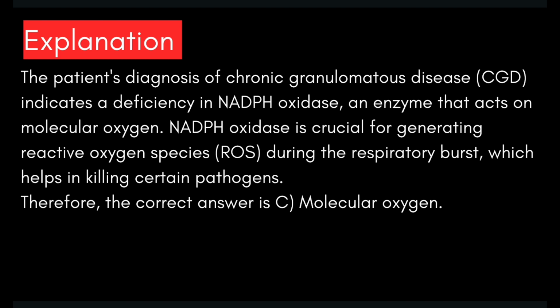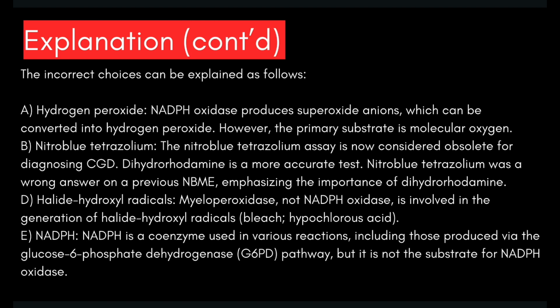The patient's diagnosis of chronic granulomatous disease, CGD, indicates a deficiency in NADPH oxidase, an enzyme that acts on molecular oxygen. NADPH oxidase is crucial for generating reactive oxygen species during the respiratory burst, which helps in killing certain pathogens. Therefore, the correct answer is C, molecular oxygen. Moving on to the next question. Or moving on to the reasoning why the other answer choices are incorrect, my bad.